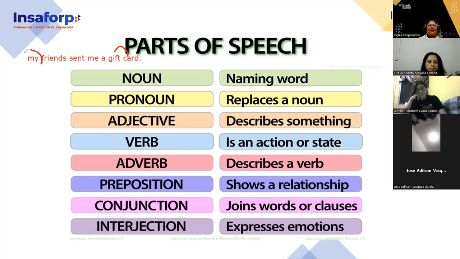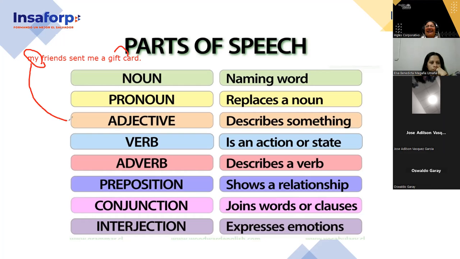Then, my. Me dijeron que era una preposición, ¿ok? No. ¿No? ¿Cómo no? Me dijeron. Yes, teacher. Sí, sí le dijeron, pero no. Ok, entonces, what do you think, Adilson? What is my? This is, for me, un pronoun. Okay, for you it is a pronoun. Okay, good.